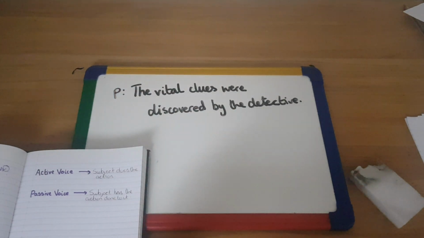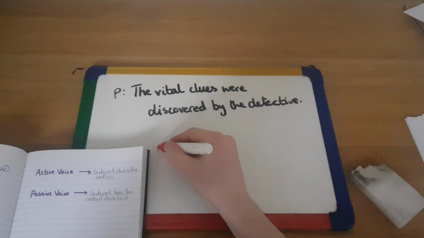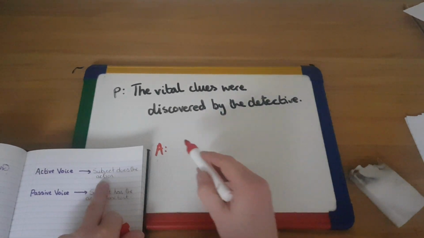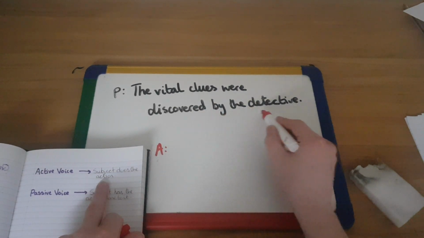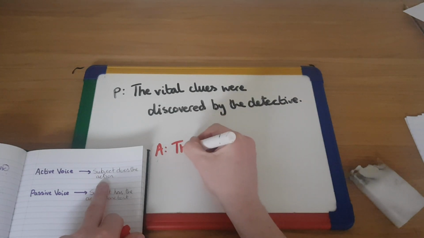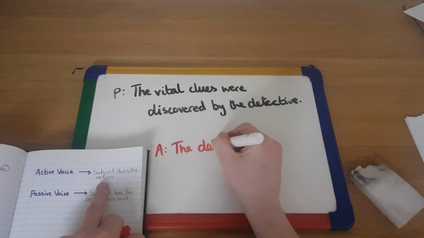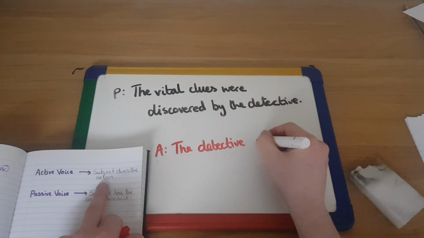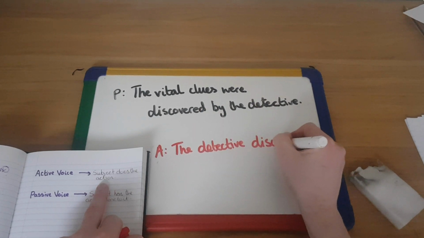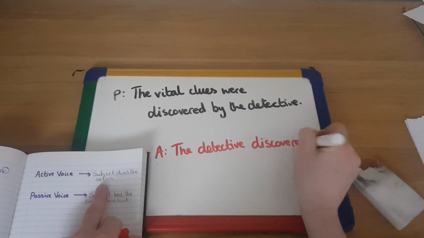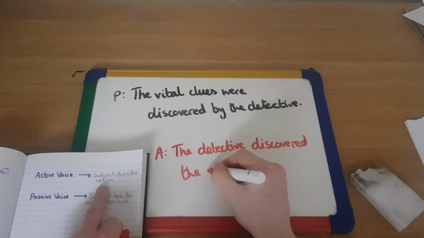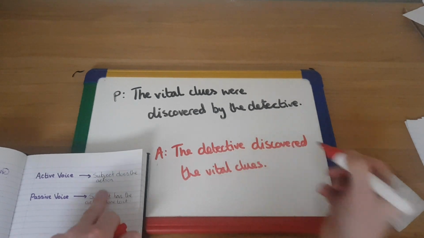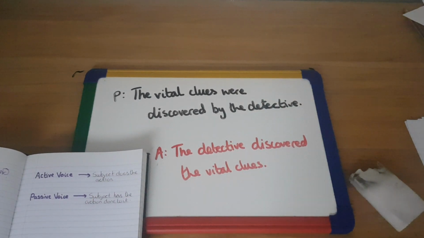So then to rewrite it as active, this is when the subject does the action. So the subject now has to be doing it. Well, I've just worked out that the detective is doing the action. So the detective, what did the detective do? The detective discovered the clues, or the vital clues. Can't miss that adjective out. Okay, the vital clues.